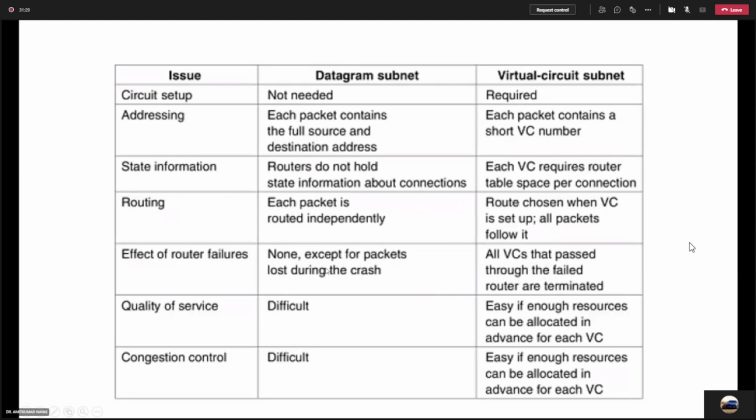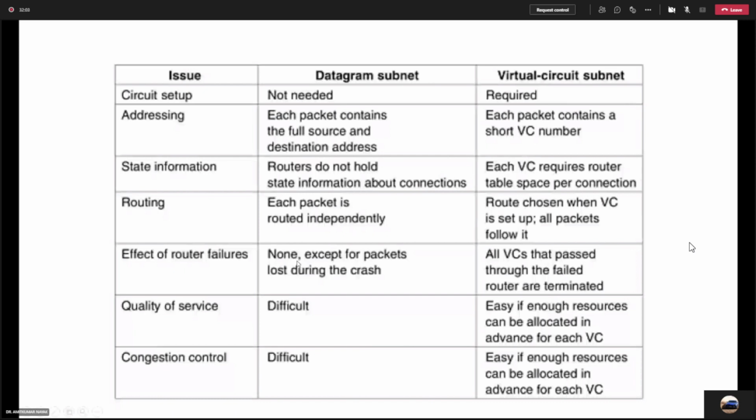Effect of router failure. So if the intermediate device fails, then it is not possible to track how many packets are received and how many packets are sent in connectionless communication. But in case of connection-oriented, if the intermediate device fails, then all VCs that pass through the failed router are terminated, and again retransmission is possible. It is possible to retransmit the data because we can keep track of the packets which are sent, and the packets which are received.